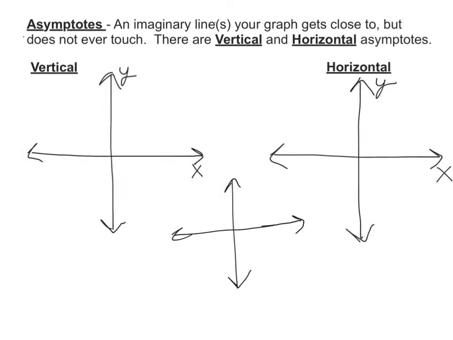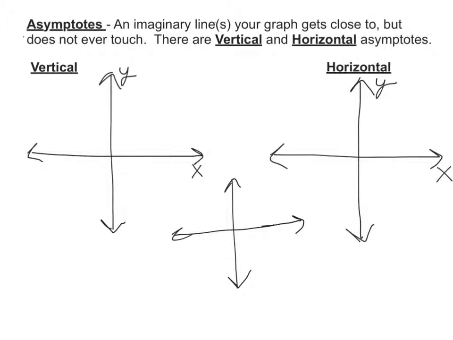Alright, this lesson is going to be on graphing rational functions and asymptotes. Asymptotes are an imaginary line or lines your graph gets close to but does not ever touch. There are vertical and horizontal asymptotes. So we'll look at vertical ones first.